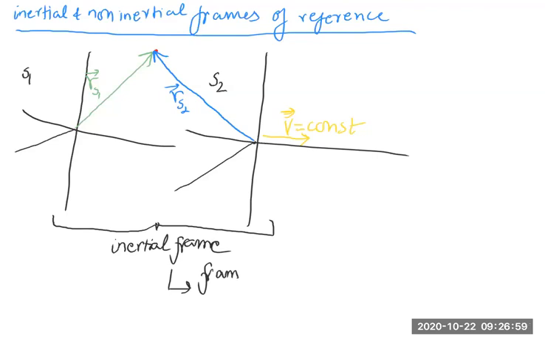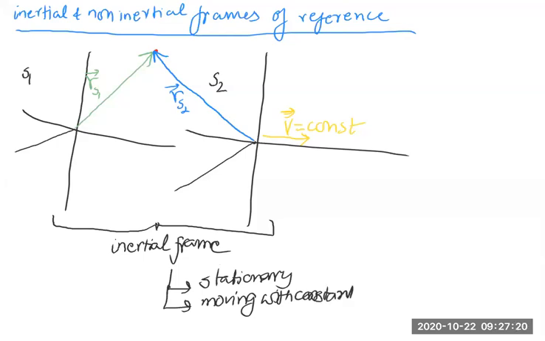So an inertial frame is stationary, or it is moving, but very important, it is moving with constant velocity. Okay, so this is the understanding that you should have.